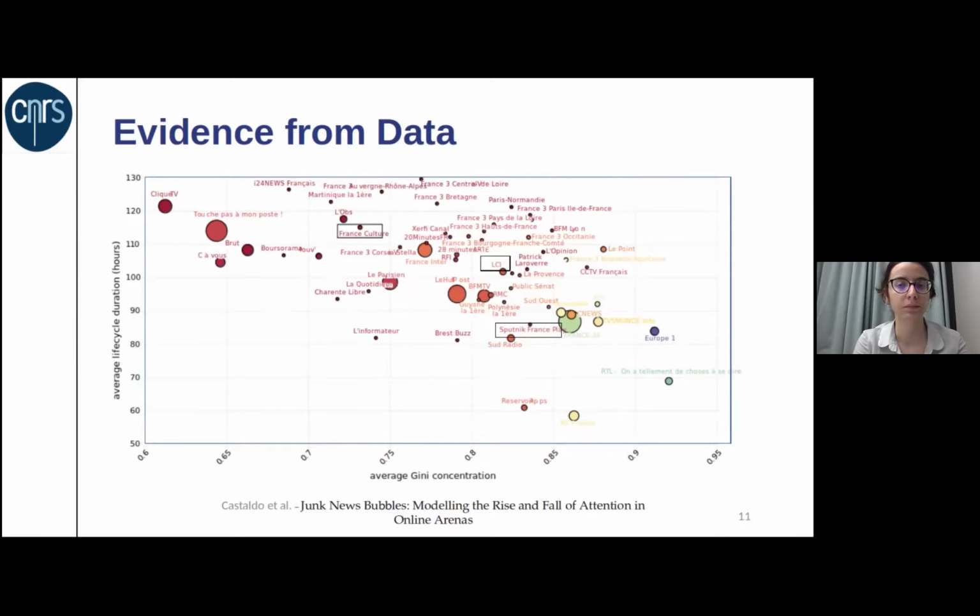Traditional newspapers, like France Culture, are positioned in the top left part, with long life cycle and low concentration. On the other hand, channels known for publishing junk and fake news content, like Sputnik France, seem to be located in the bottom right part. This might suggest that certain types of attention regimes might be associated with different types of content.